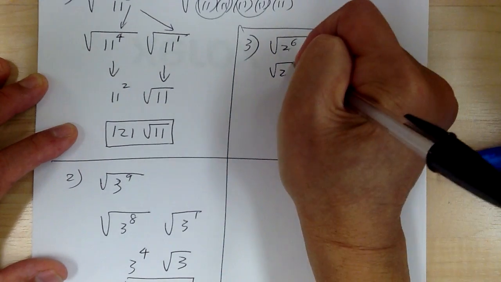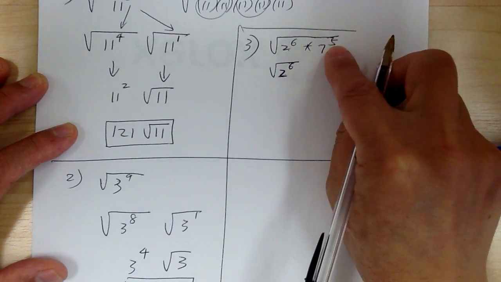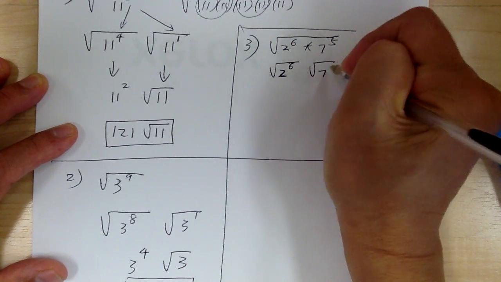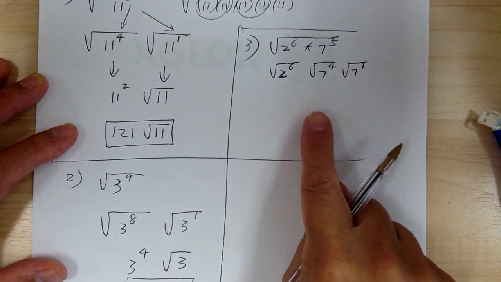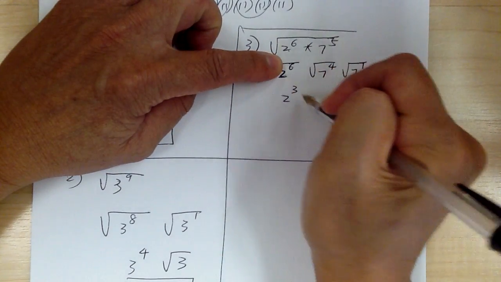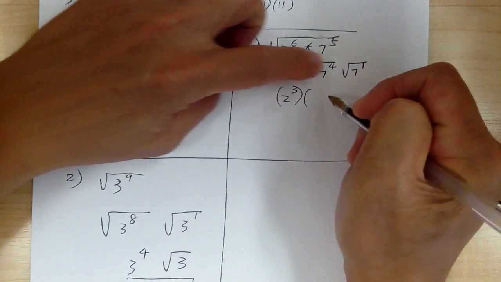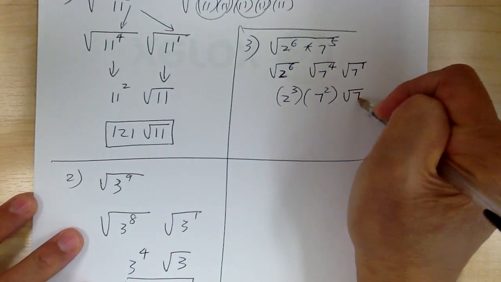Be careful how you write your exponent. So this is good, so leave it alone. This is no good, so separate into 7 to the 4 and 7 to the 1. So now you can simplify. So this becomes 2 to the 3. This one becomes 7 to the 2. And this one cannot simplify, leave it as a square root.